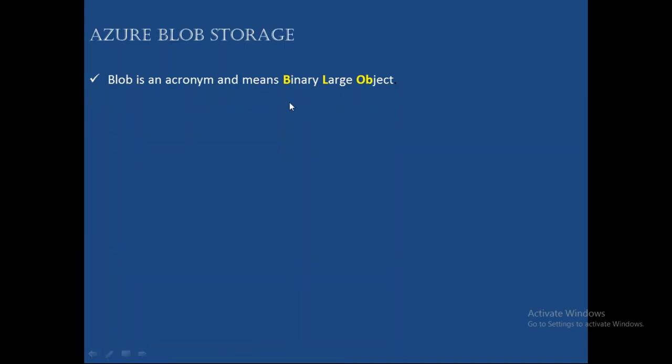Binary large object means you can store large objects of binary. Binary means it can be audio, video, images, anything. All those binary large objects you can store. For example, if you have a 3-hour movie, you can upload it into the blob storage. Binary large objects you can maintain in the blob. Next, blob is scalable object storage for text and binary. We discussed that it is scalable.